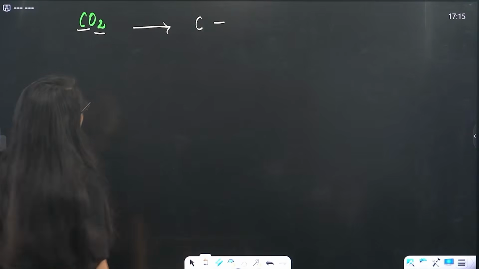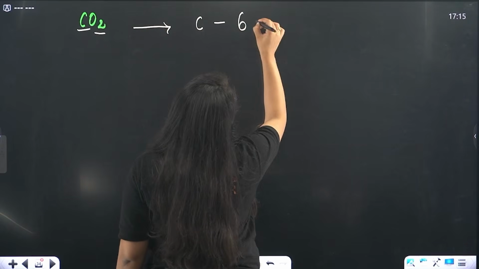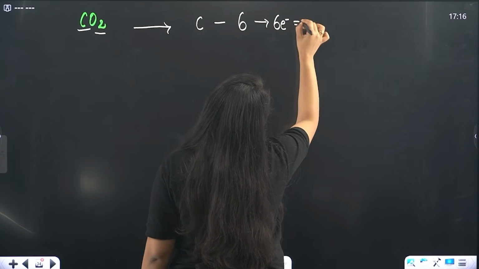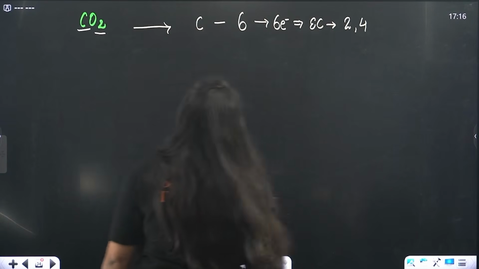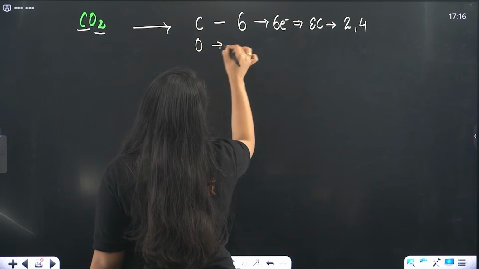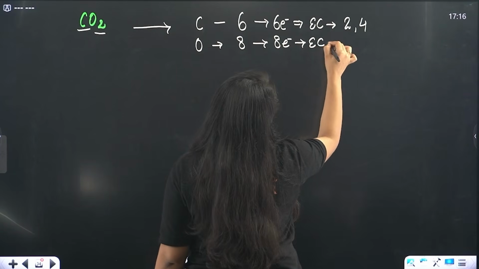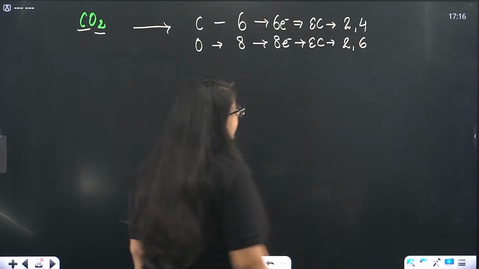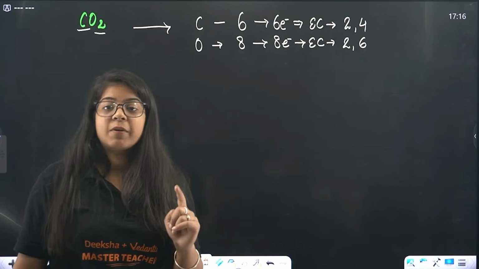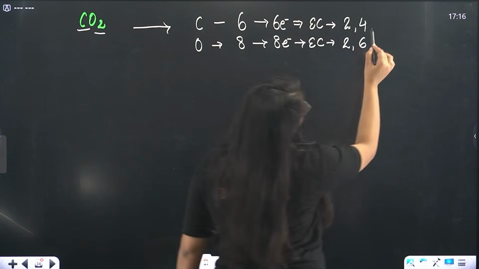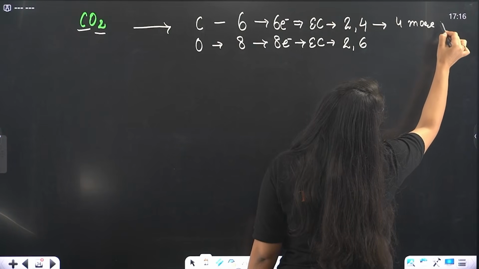So carbon has atomic number 6, so it has 6 electrons, and its electronic configuration is 2 and 4. Oxygen has atomic number 8, so 8 electrons, and its electronic configuration is 2, 6. Now look carefully. We need 2 oxygens and 1 carbon. Why? Because to complete its octet, carbon needs 4 more electrons.